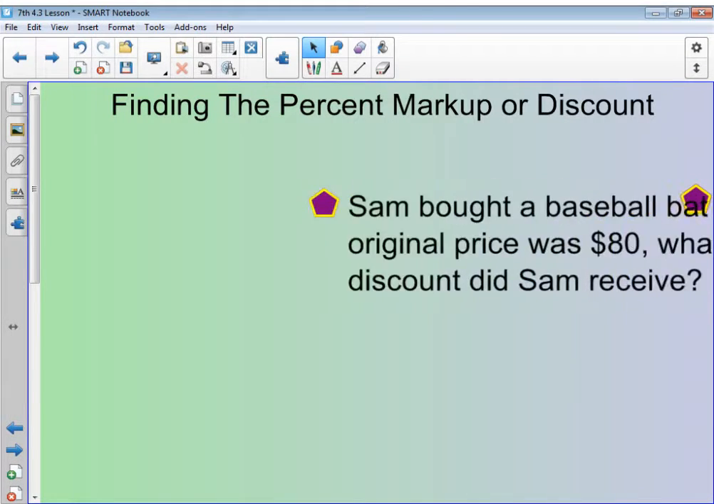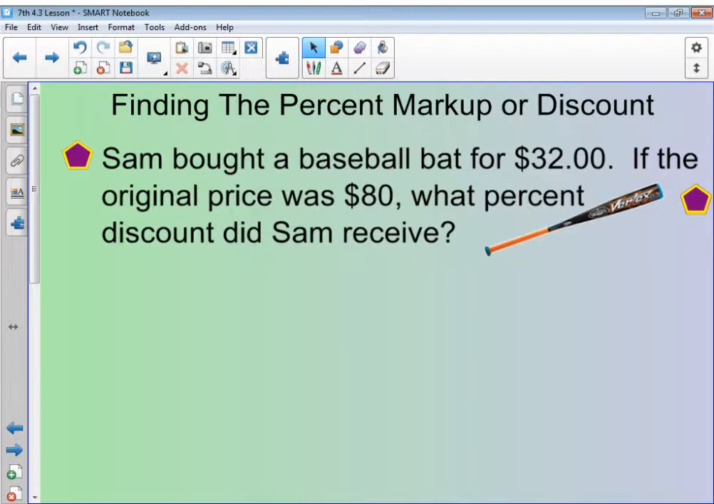Okay, so here's a scenario. Sam bought a baseball bat for $32. If the original price was $80, what percent discount did Sam receive? Based on the information that we had done previously, there's a couple different ways that you can do this. We can set this up as a proportion.